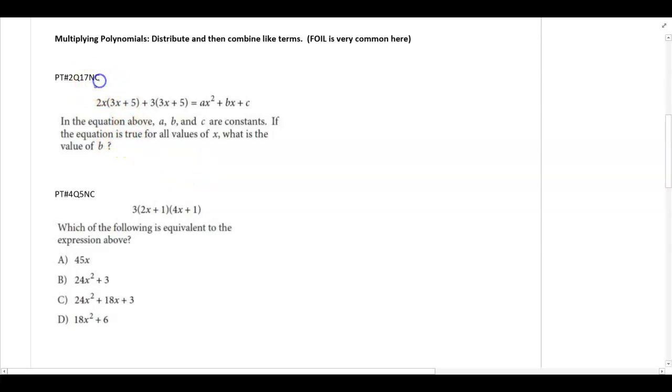The first one is a no calculator problem, and it's gridded response. It says, in the equation above, A, B, and C are constants, meaning these will be replaced with numbers. If the equation is true for all values of x, what is the value of b? We're going to simplify the expression. We distribute the 2x: 2x times 3x is 6x squared, 2x times 5 is plus 10x, 3 times 3x is plus 9x, and 3 times 5 is plus 15.